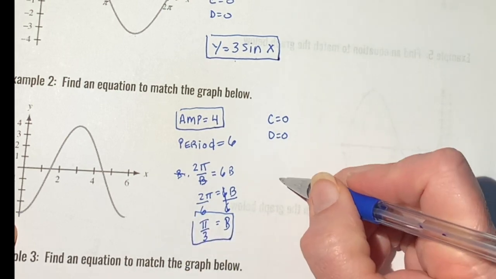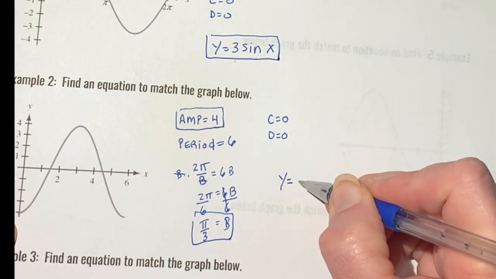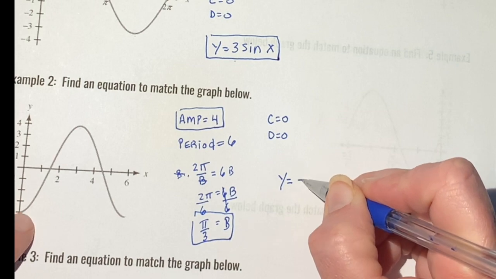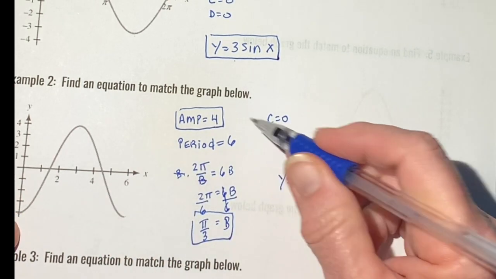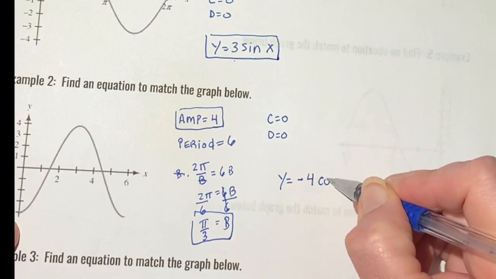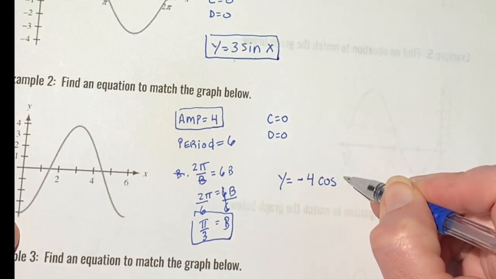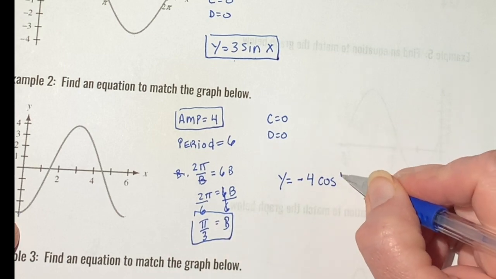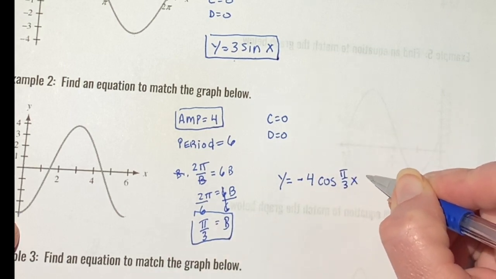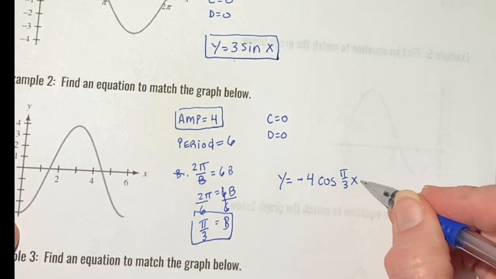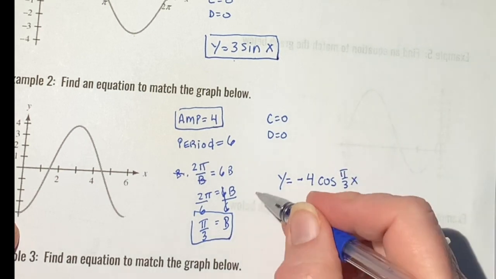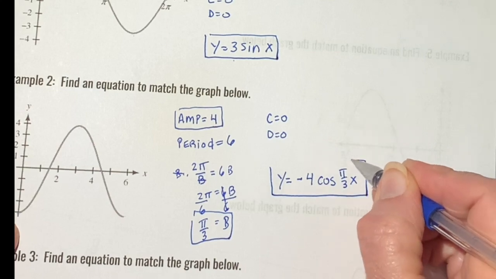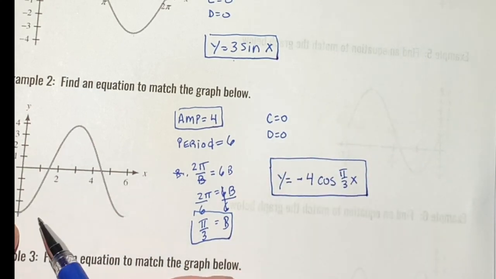So as I write the equation, remember we're using a cosine function. Remember we have to use a negative because it is a reflection over the x-axis. And so -4 cosine bx, so b is pi thirds, plus 0, so I can just stop there since c is 0. And so this would be the equation that this graph models.